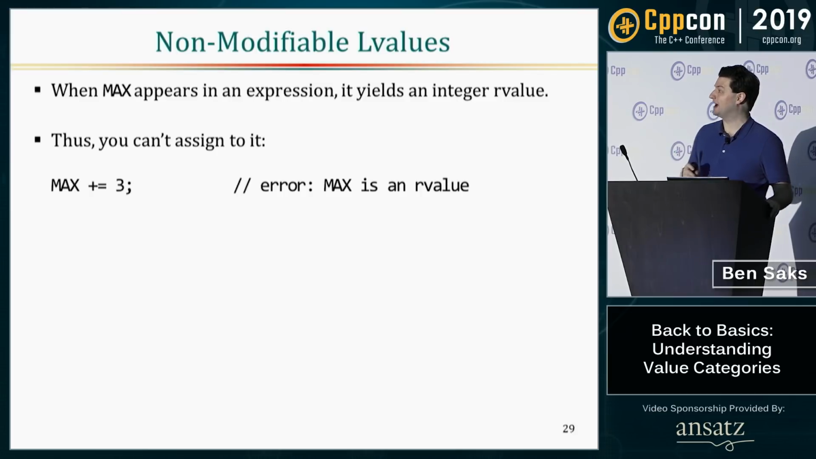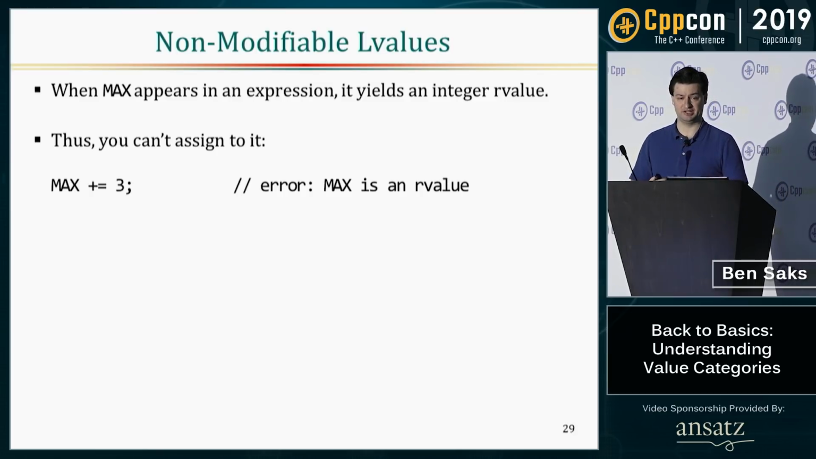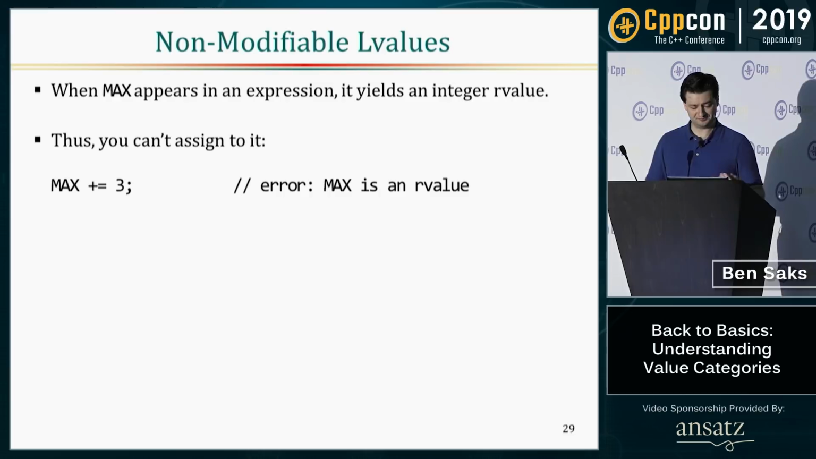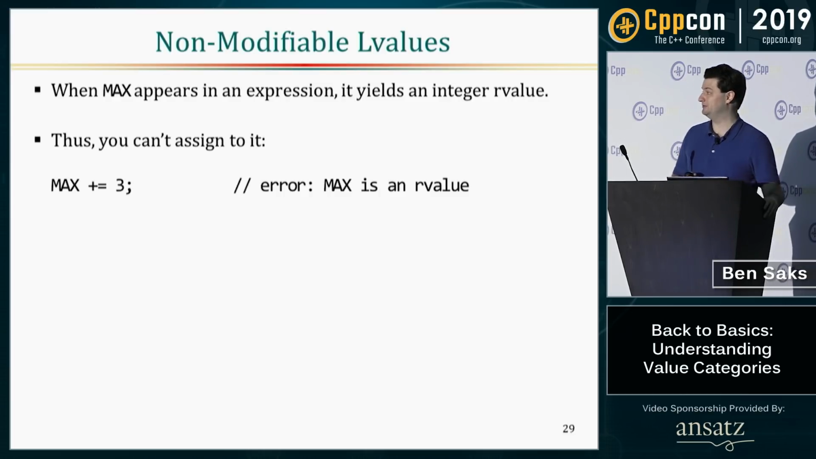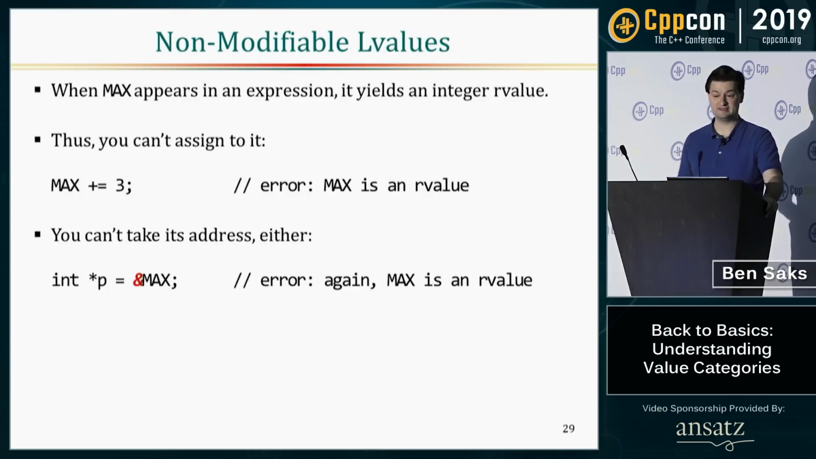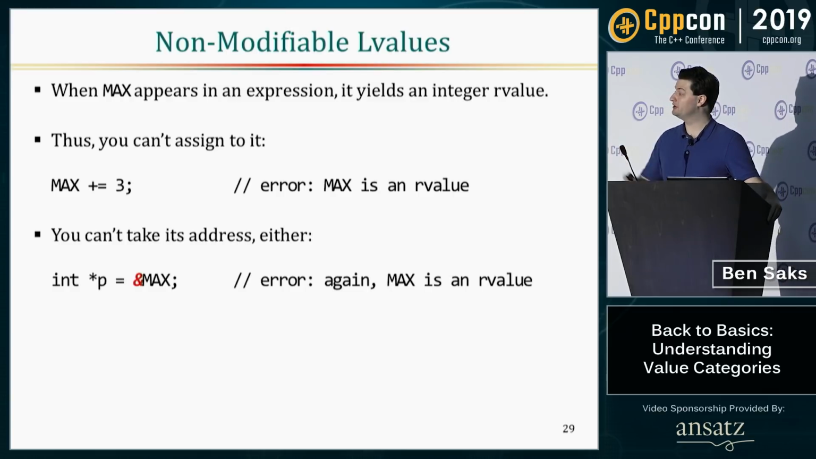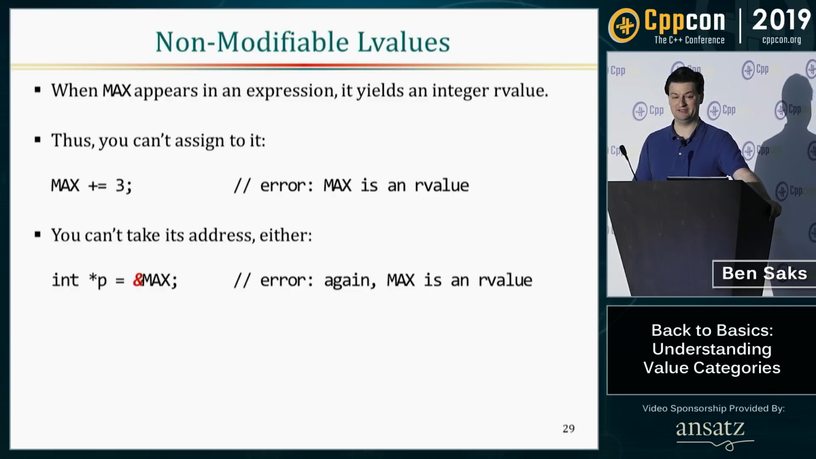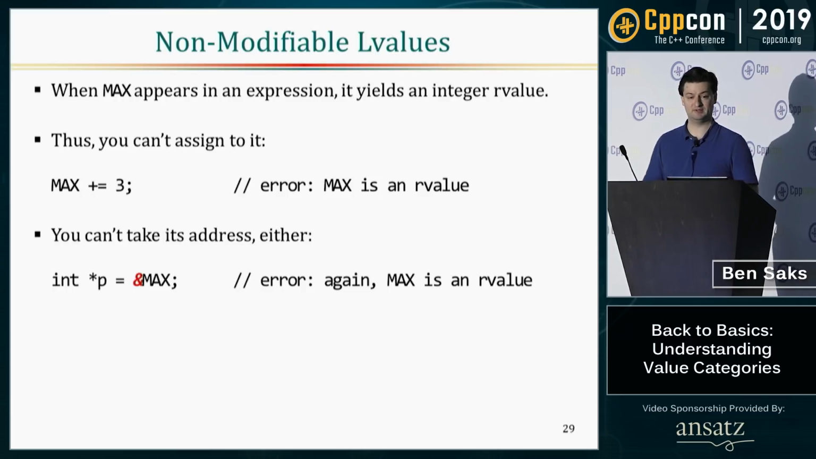This value max, when it's used in an expression, it behaves like an R value. So I can't assign to it like this. I can't change the value of max because max is an R value. I also can't take its address. I can't set up a pointer to point to the location where that value max lives because there isn't necessarily a location that does that. It's an R value.